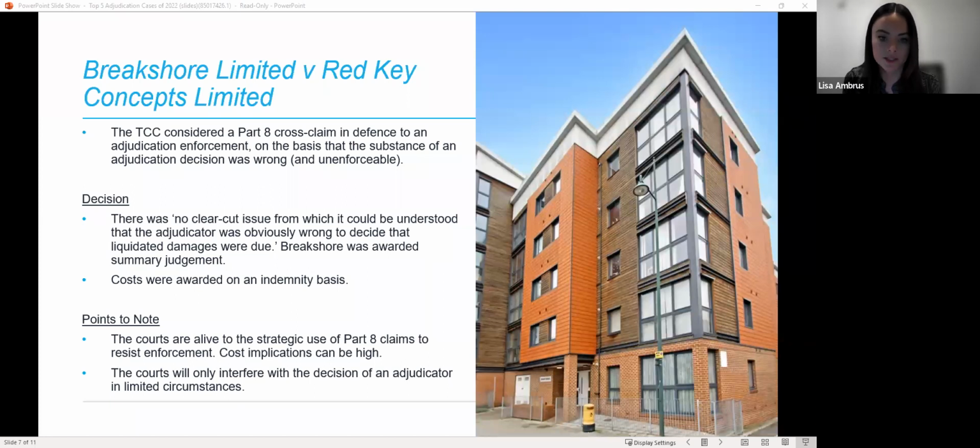Cost implications can be high, compared with the short-term gain of resisting payment of an adjudication decision. The courts will only interfere with the decision of an adjudicator in limited circumstances. The correct approach to challenge and enforcement would be to utilise Part 7 procedure, which allows for a detailed consideration of the facts. However, this would require, in this case, a separate Part 7 claim to have been raised, and the adjudication decision would likely have to have been complied with in the meantime before raising such an action.